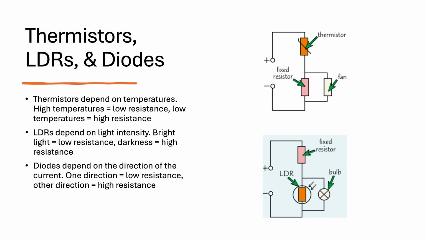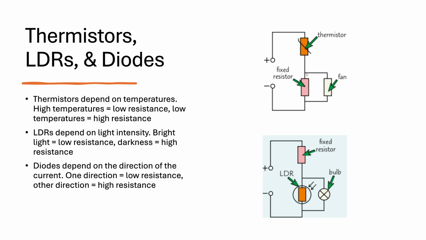Right, moving on to thermistors, LDRs, and diodes. These are all resistors, and they all depend on different things. A thermistor depends on temperature. Now, this is really important: a high temperature equals low resistance, and a low temperature equals high resistance. That's the rule you've got to remember. Then you've got LDRs. They depend on light intensity. Bright light means low resistance, and darkness equals high resistance. Then you've got diodes. They depend on the direction of the current. One direction will have very low resistance, and the other direction will have very high resistance, so it only lets current flow in one direction.